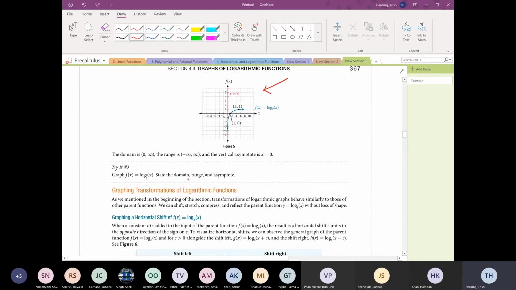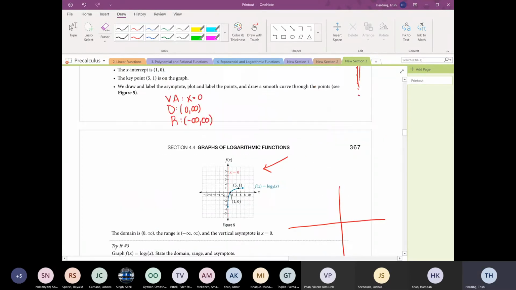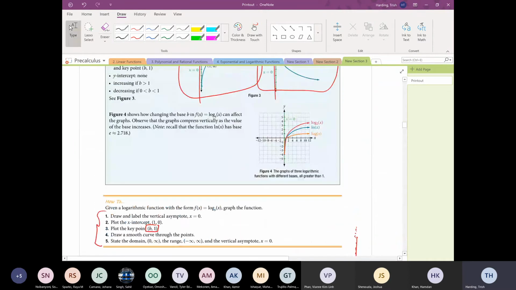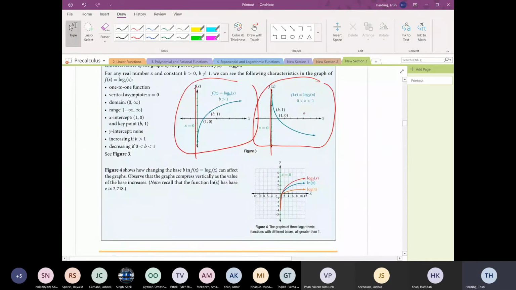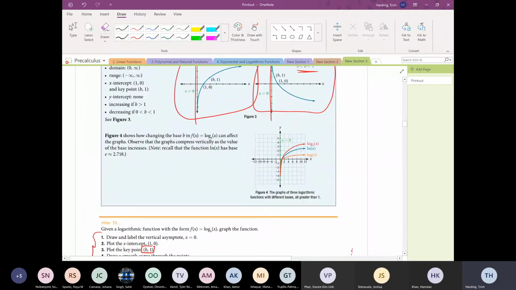So here we would state the domain, the range, and an asymptote. So if we wanted to see what it would look like with a fraction for a base, this should be decreasing. Let me go up here and show you. Here we go. Notice that when your b is between 0 and 1, it goes the opposite way, so it will be decreasing.